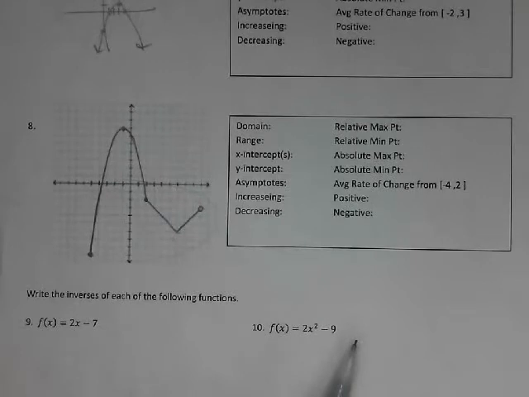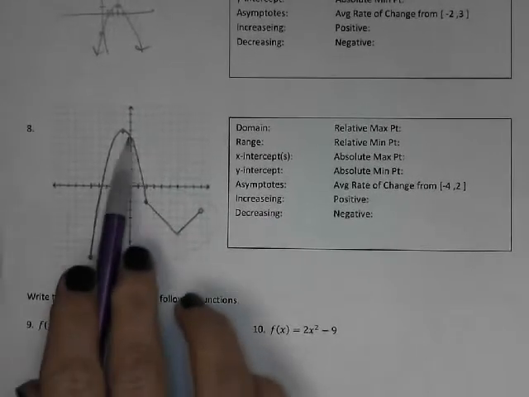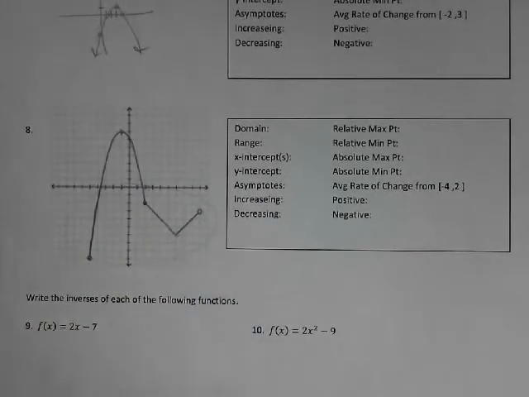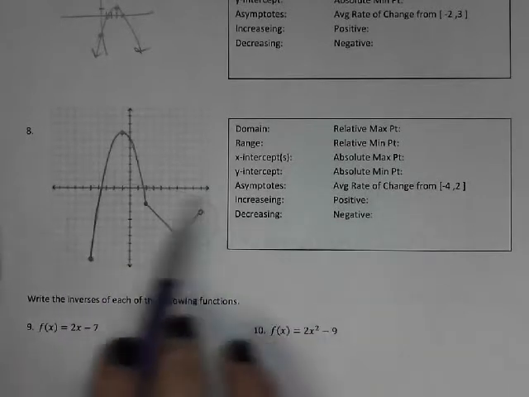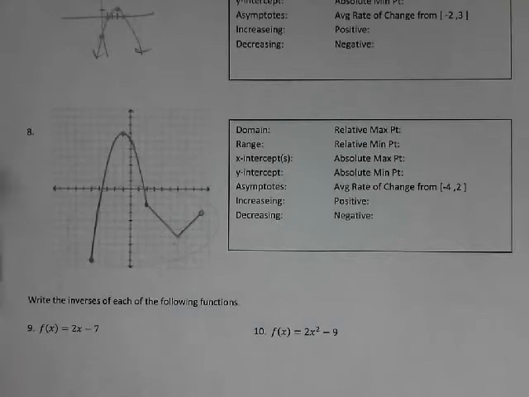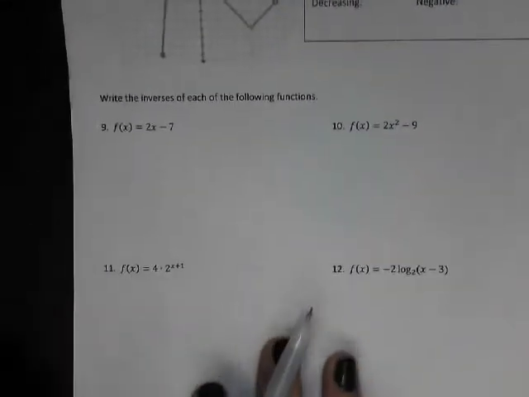No asymptotes. We got some x-intercepts. We got a y-intercept. Average rate of change, just grab the point from negative 4, grab the point from positive 2, and then find your slope. Okay, this last section, which is finding inverses.